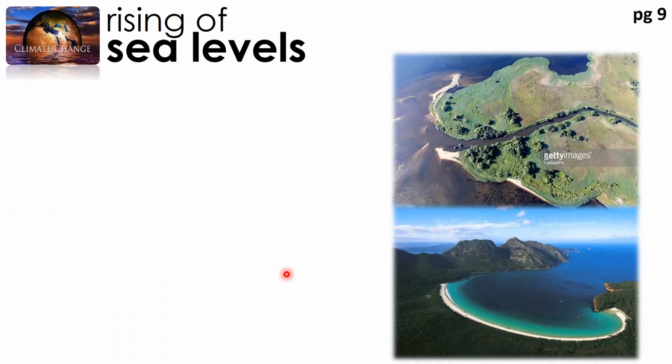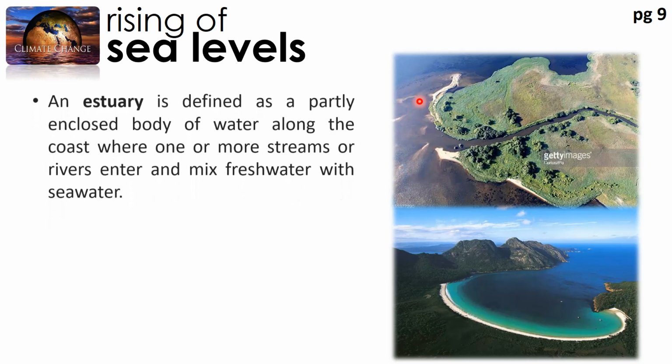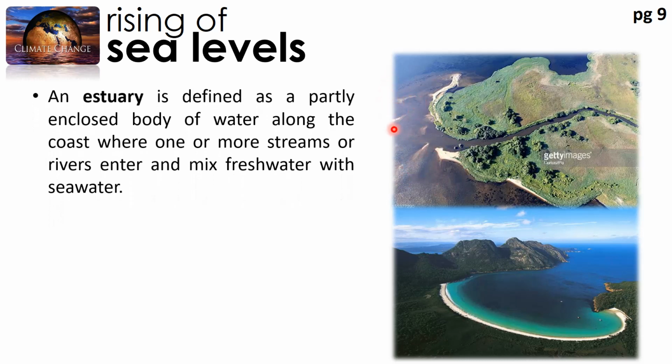If you're wondering what are estuaries and bays and deltas, I'm going to pause here to explain to you. What you see here is an estuary. It is a partly enclosed body of water along the coast where one or more streams or rivers enter and mix with fresh water and seawater. So an estuary is basically where the river meets the ocean, and in this region there is a mix of fresh water and seawater.